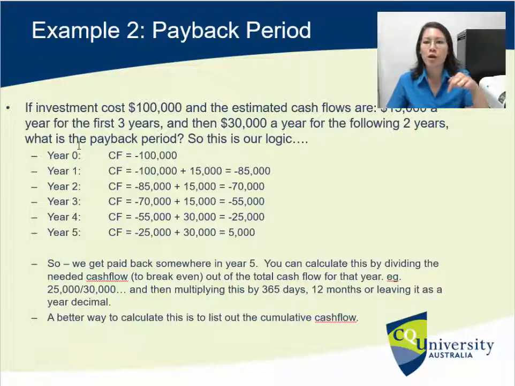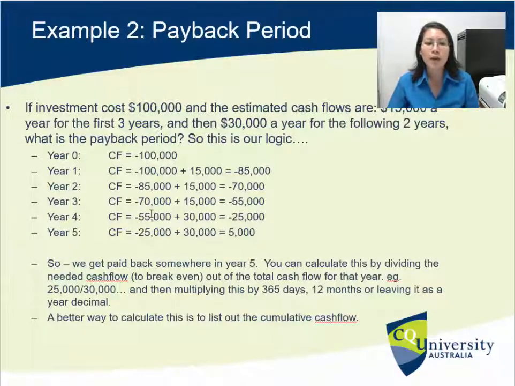Year 0, which is right now, time 0, our cash flow is negative $100,000. We're paying that. At the end of year 1, it's the negative 100 plus the 15,000 that we got back for year 1. So we're at negative 85. In year 2, we start with the negative 85 and we add the 15 that we get for year 2. So we're at negative 70. For year 3, we start with a negative 70. We add the 15 that we get in year 3. So we're at negative 55.